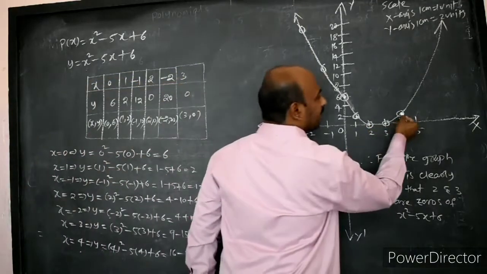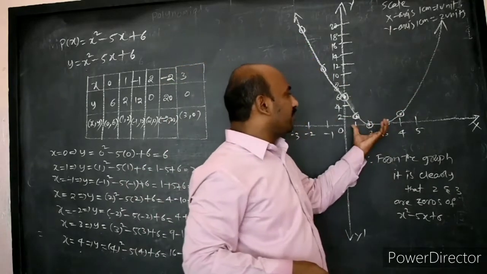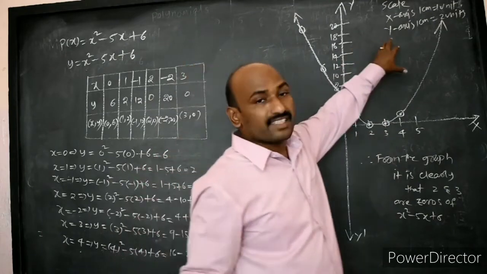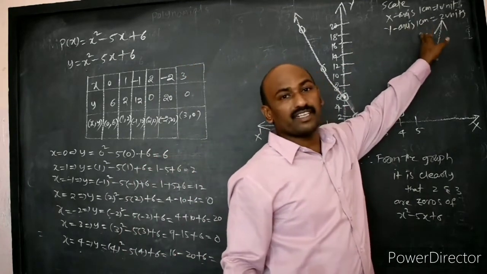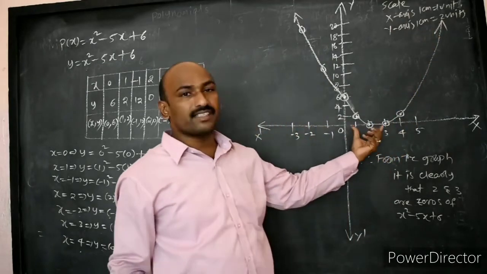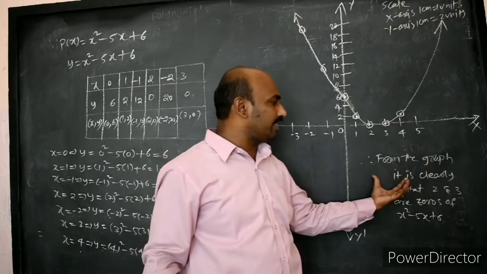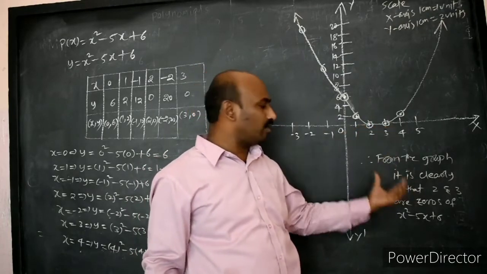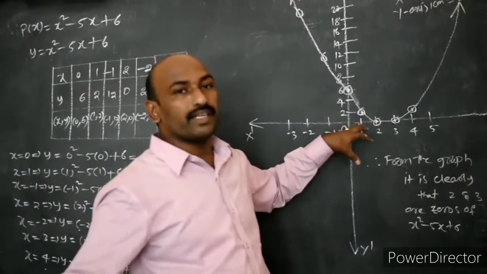Again it is increasing. Then this is a quadratic polynomial, it comes in a U shape. That's why we can say it clearly from the graph. Finally, we need to mention the scale. X axis: 1 centimeter is 1 unit. Y axis: 1 centimeter is 2 units. From the graph it is clear, and we need to give the conclusion in this graph. From the graph it is clear that the curve intersects at (2, 0) and (3, 0). We can say that 2 and 3 are the zeros of this quadratic polynomial.